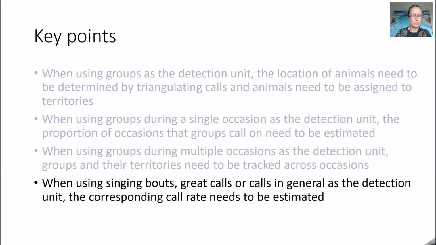So this adds one more key point to this series. When using singing bouts, great calls, or calls in general as the detection unit, the corresponding call rate needs to be estimated.